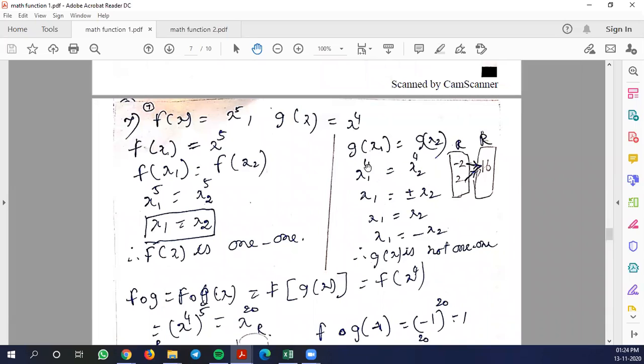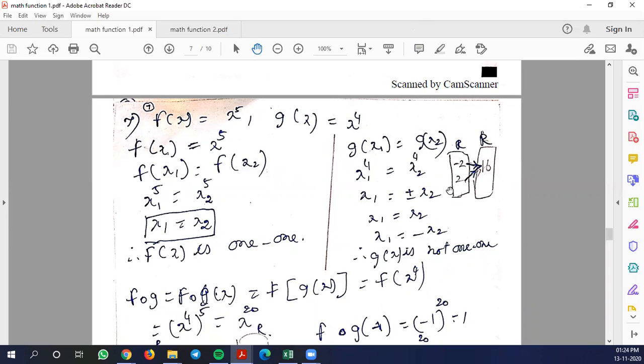Then G of x, you take G of x1 is equal to G of x2. So here x1 to the power 4 is equal to x2 power 4. So x1 is equal to, whenever this even power comes, it is plus or minus. So plus or minus x2. So x1 is equal to plus x2 as well as x1 is equal to minus x2. So we can take one example. For example, if you take minus 2, minus 2 the whole power 4 is 16. And 2 power 4 is also 16.